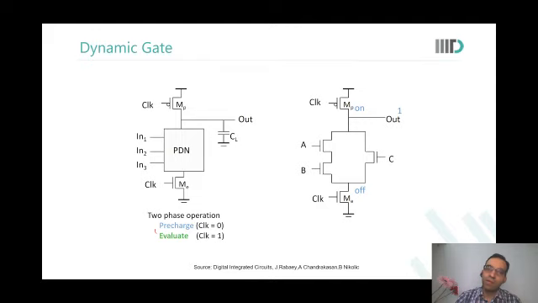Once evaluated, suppose C is equal to 0 and B is also equal to 0. The evaluation says that out has to be 1, but CLK is 1, so out is now being left floating. Are you able to see this? Out is no longer driven to 1. Out is left floating. That is why it is called dynamic logic. Are you able to see this?